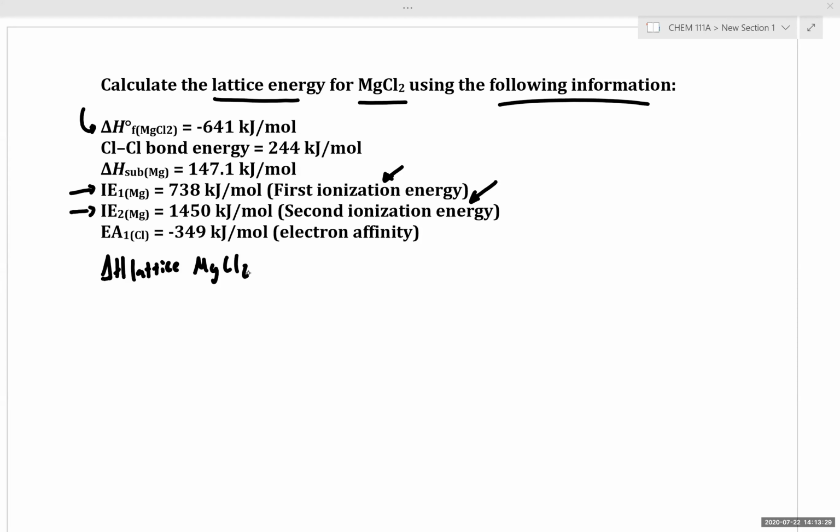Yep, exactly right. We only needed one sodium in the previous and one chlorine in the previous example. Now we need two. If our equation is already giving us two, we're good to go. Does that make sense?